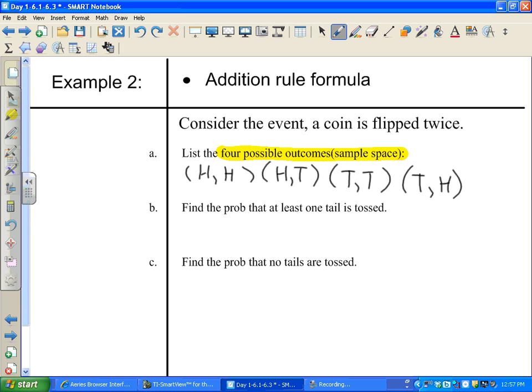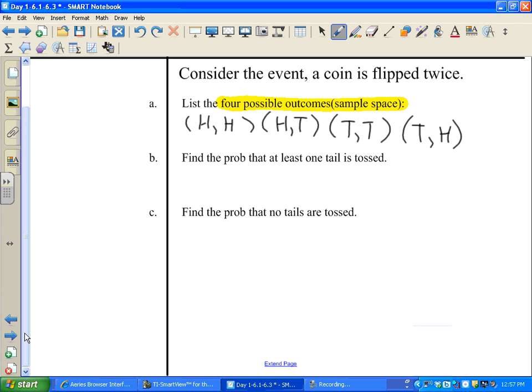Those are my only four possible outcomes, aren't they? I don't know. Some of you can land it on its side exactly and have a miracle. Discounting the very rare probability of landing it on its side and sticking there, these are our four outcomes. Find the probability that at least one tail is tossed.